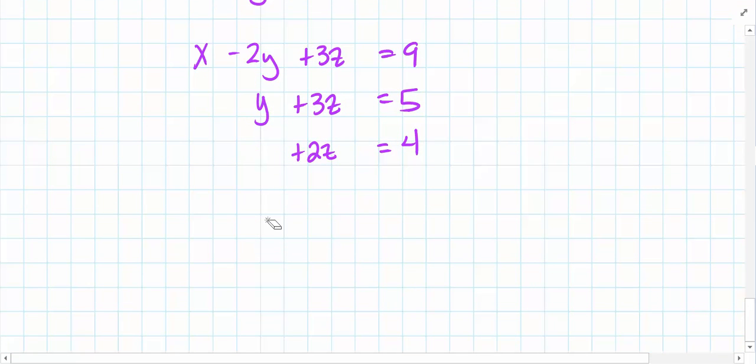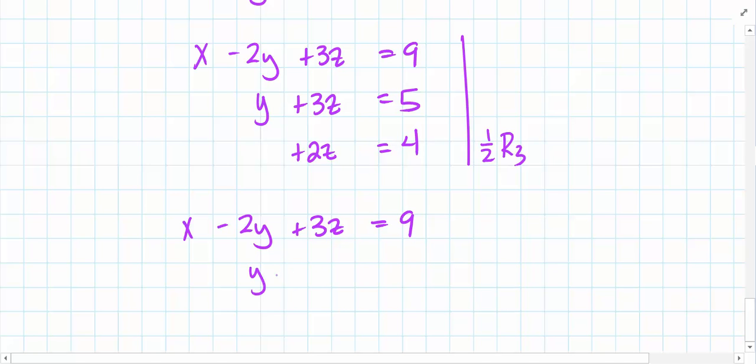We're getting there. There's one more step to do. What would it be? Multiply by 1/2, row 3. Awesome, you totally get this. So here's what we have: x minus 2y plus 3z equals 9. y plus 3z equals 5. And z equals 2.